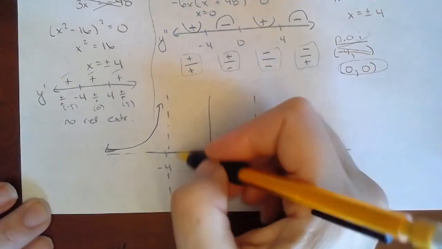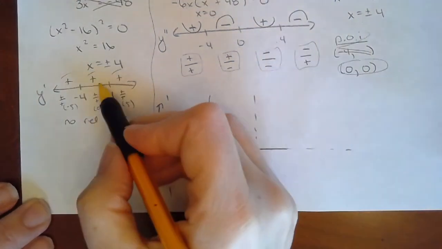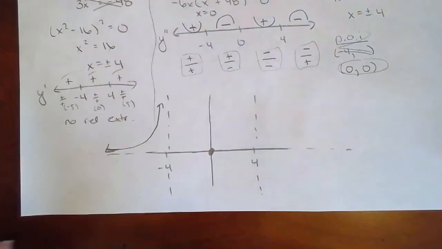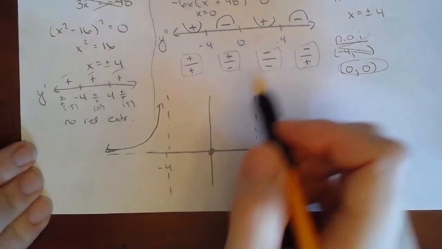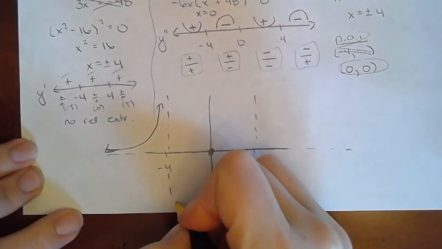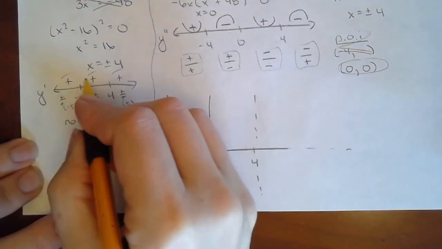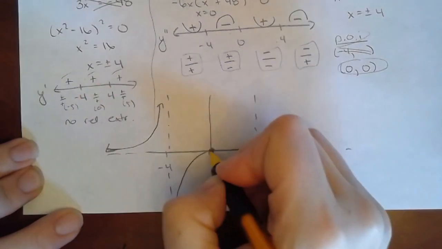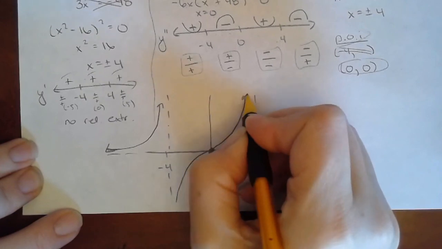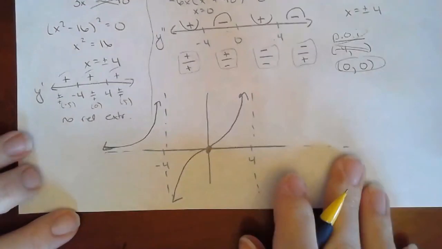I also want to follow my vertical asymptotes, and I would like my function to always be increasing. Well, lo and behold, if you try to make all of these be true, look, we have an increasing function that's concave down, and then we have an increasing function that's concave up, and we do follow our asymptotes.